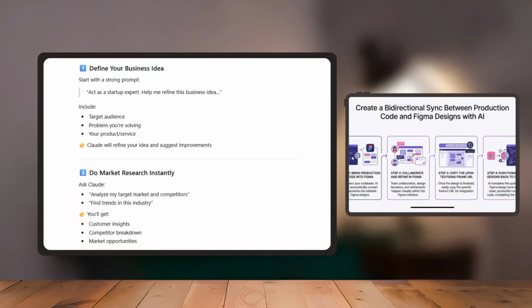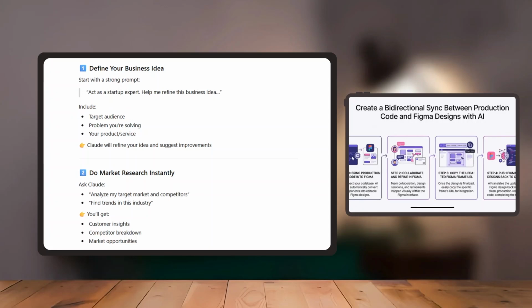Start with a strong prompt in Claude AI, like "act as a startup expert and help me refine this business idea." Make sure to include your target audience, the problem you are solving, and your product or service, so Claude can better understand your idea and suggest useful improvements.